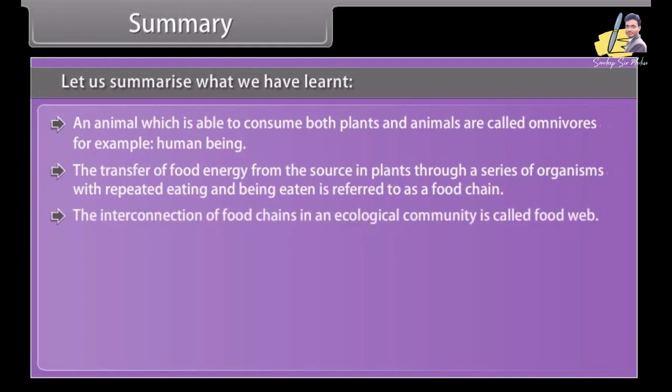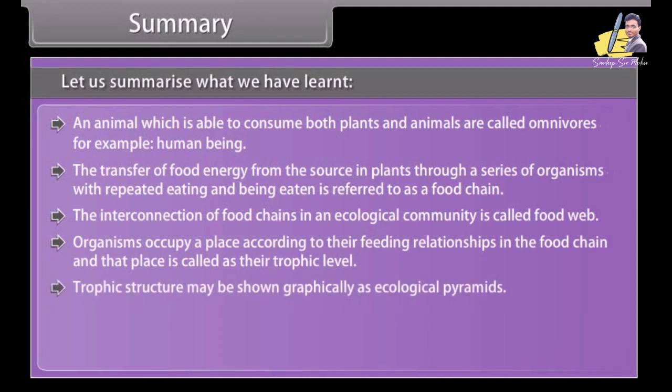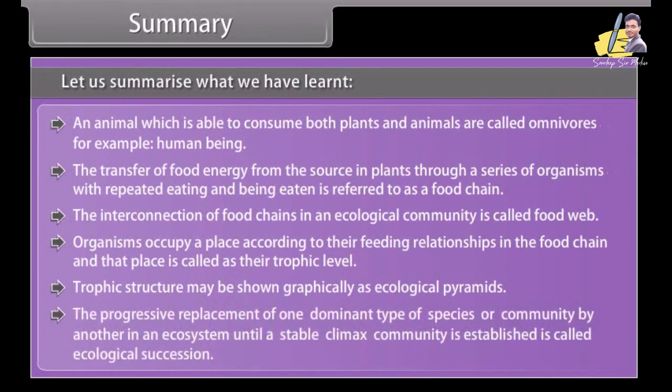The interconnection of food chains in an ecological community is called food web. Organisms occupy a place according to their feeding relationships in the food chain, and that place is called their trophic level. Trophic structure may be shown graphically as ecological pyramids. The progressive replacement of one dominant type of species or community by another in an ecosystem until a stable climax community is established is called ecological succession.